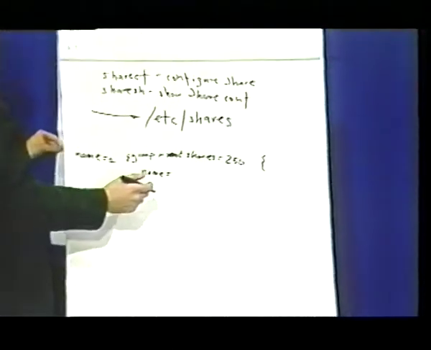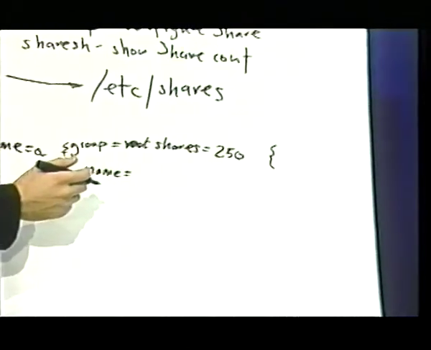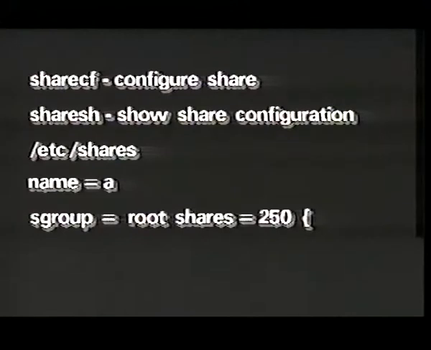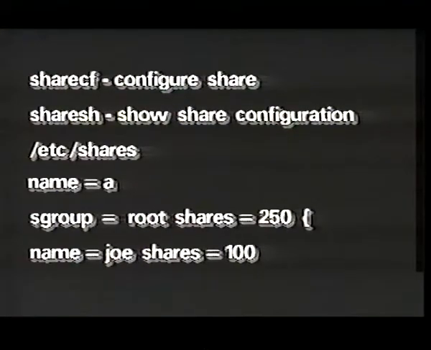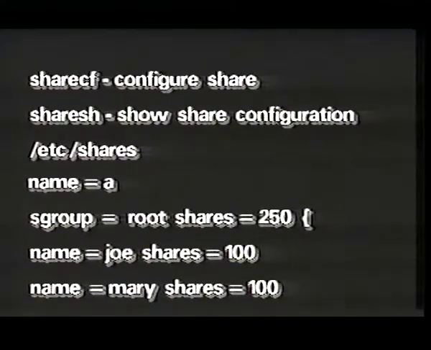Let's see, what were the users in A? Joe and Mary. Shares is equal to 100, and then name is equal to Mary, and shares is equal to 100. And that'll completely define the share group A. And you do similar things for B and C.